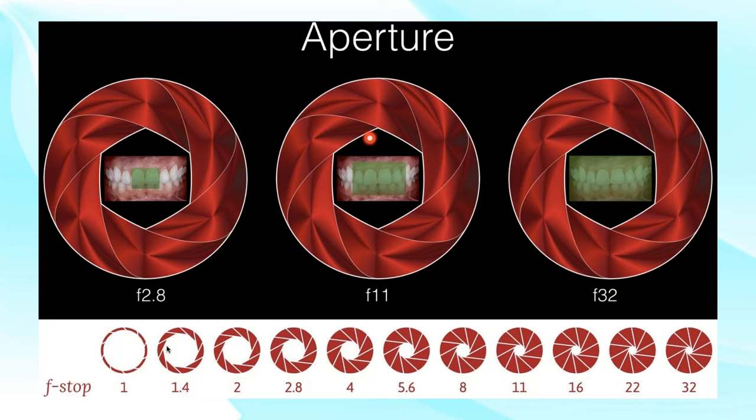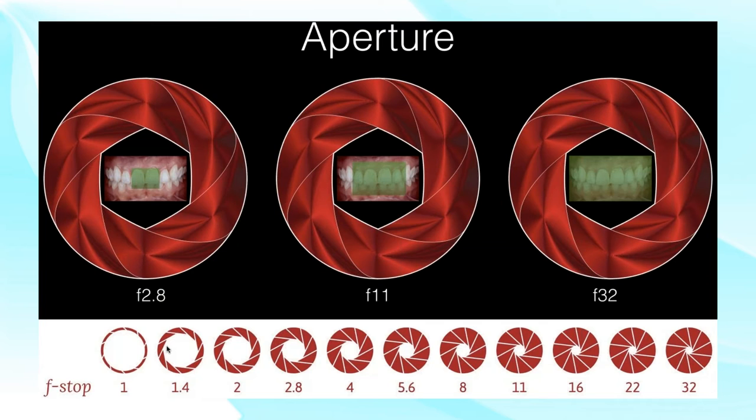At f11, we can see that we can focus a little bit more. We can focus on four teeth now. And at f32, everything is going to be in focus. So the advantage of aperture is having depth of field. Aperture is connected to depth of field. But remember, if we have a lot of depth of field, which is what we want in intraoral photography, look at the diaphragm. The diaphragm is closed. Compared to f1 or f2.8, you see the diaphragm at f32 is really, really small. What that means is that less light is going to be coming in.